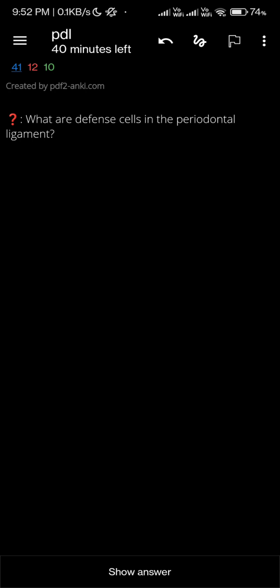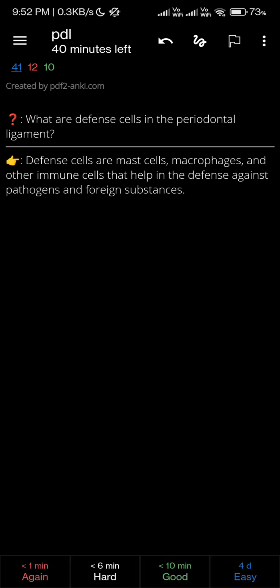What are defense cells in the periodontal ligament? We have mast cells, macrophages, and other immune cells that help in defense against pathogens and foreign substances. They help to provide immunity against pathogens and other foreign substances.